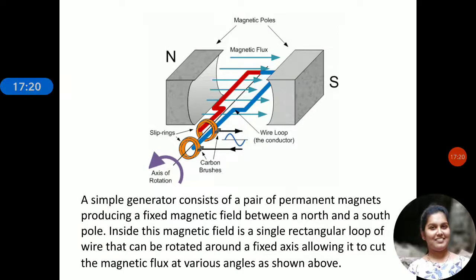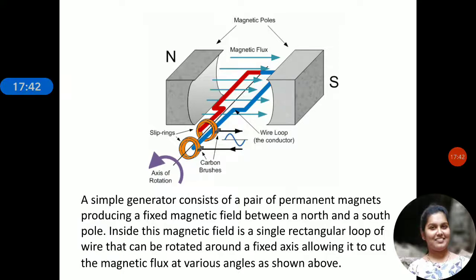So coming to the diagram of an AC generator, this is the basic construction. A simple generator consists of a pair of permanent magnets producing a fixed magnetic field between the north pole and south pole. Inside this magnetic field, a single rectangular loop of wire can be rotated around a fixed axis, allowing it to cut the magnetic flux at various angles, which is shown in the above figure.